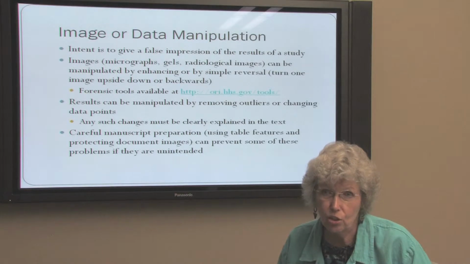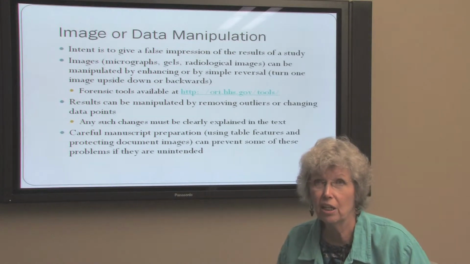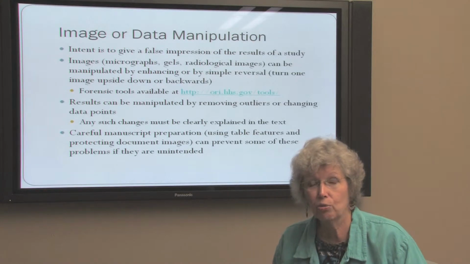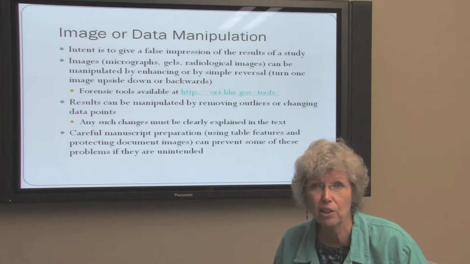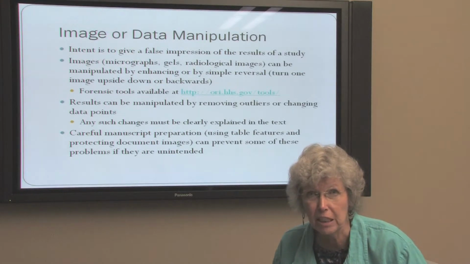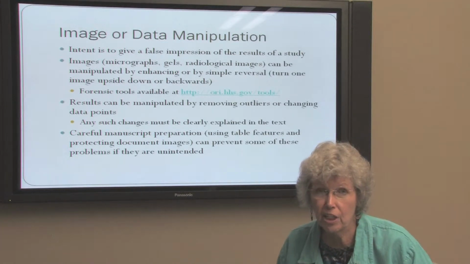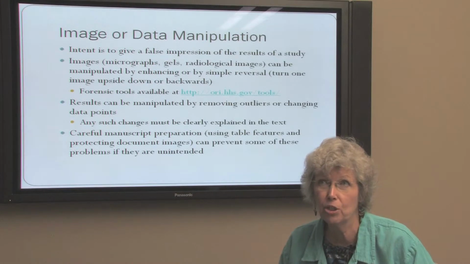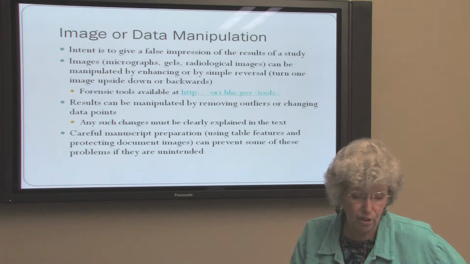If you do make changes, and this is not just for images, but if you make changes in your data, in your tables, for example, you eliminate outliers. That's a very common thing to do. It's acceptable to do, but you have to explain it. You have to say outliers were omitted. That clarifies things, and it provides the reader with the information that he or she needs to understand the results.